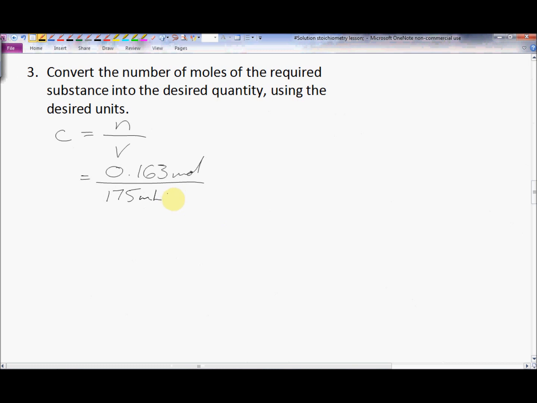Don't forget to convert milliliters into liters. 1 liter over 1,000 milliliters.